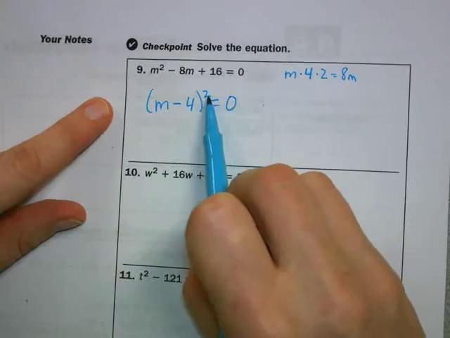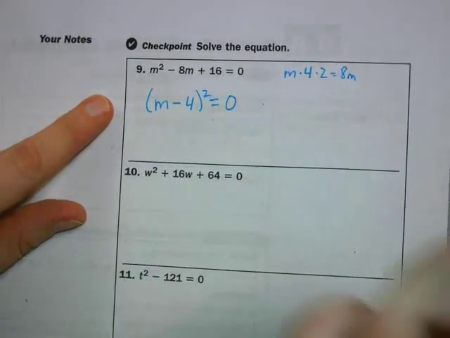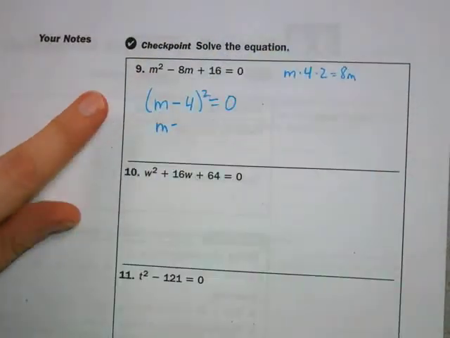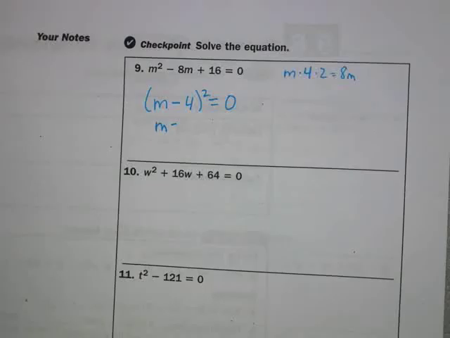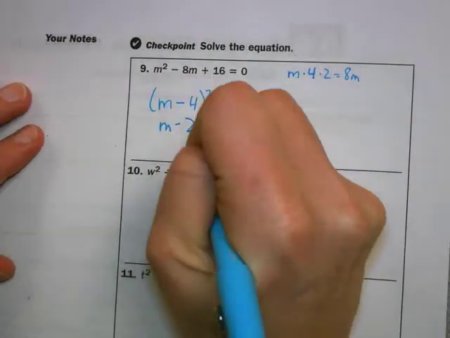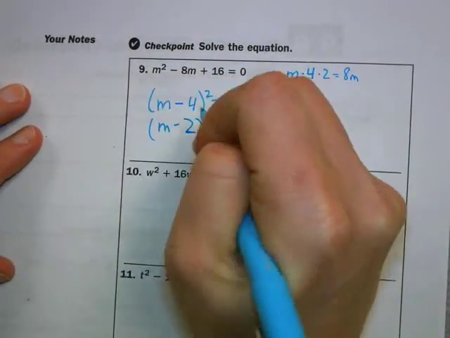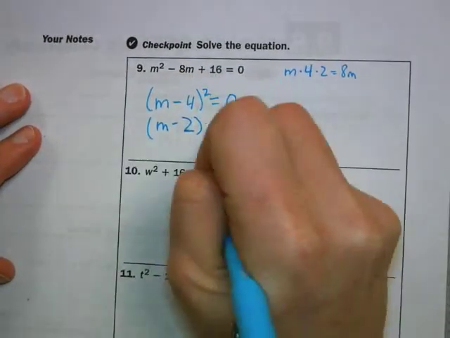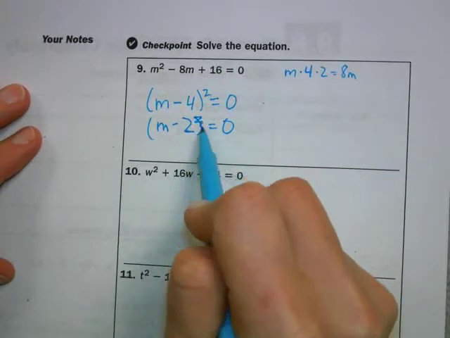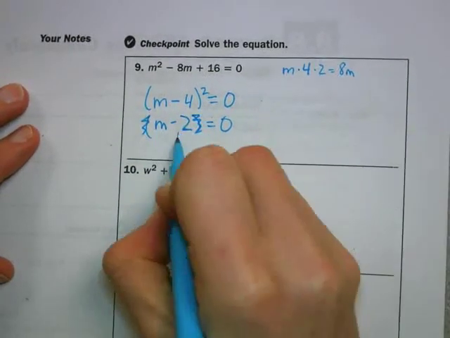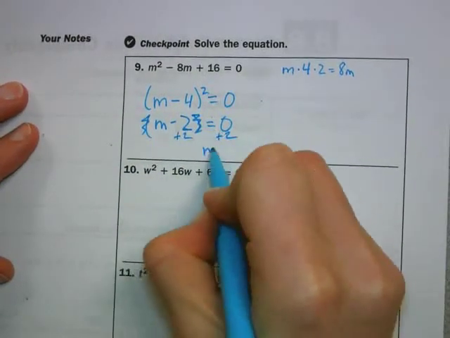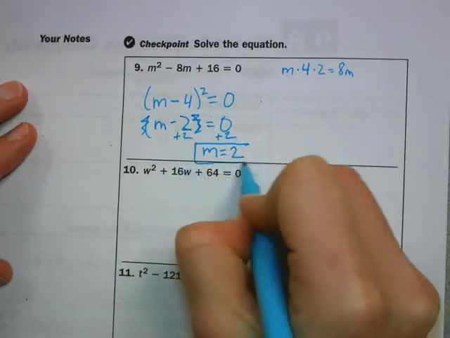So we can just set one of those equal to 0. All right, so it's m minus 2, the quantity m minus 2, and I don't even need parentheses anymore. I don't need those. Add 2 to both sides. m equals 2. So there's only how many solutions to these special ones? Just one, right? Just one.